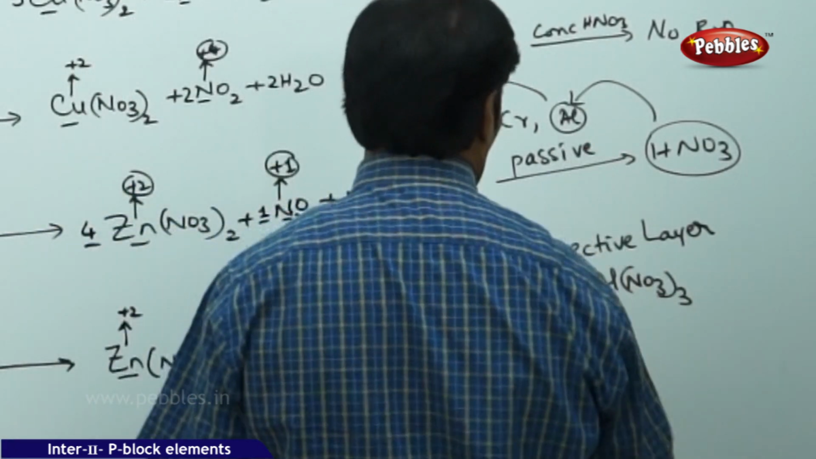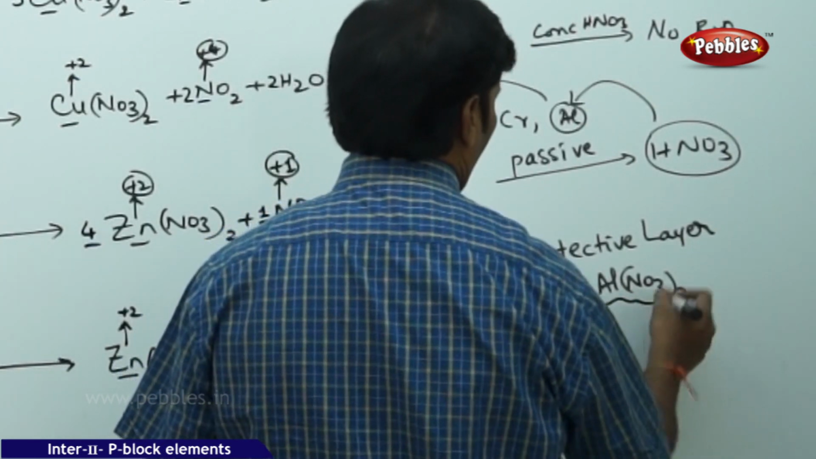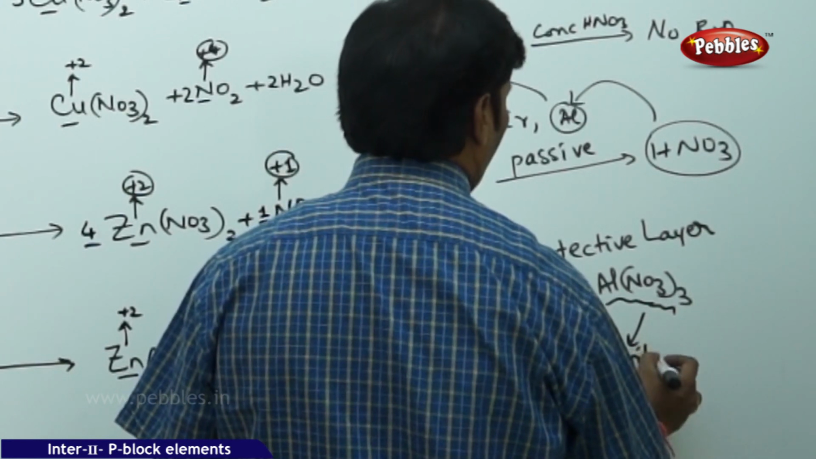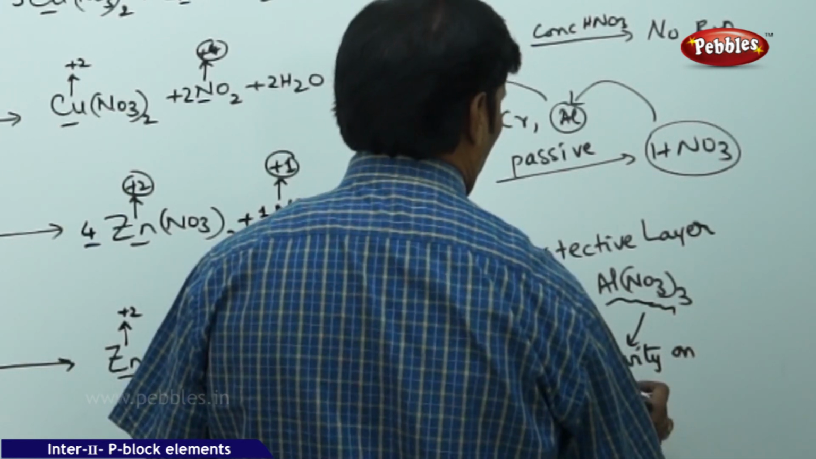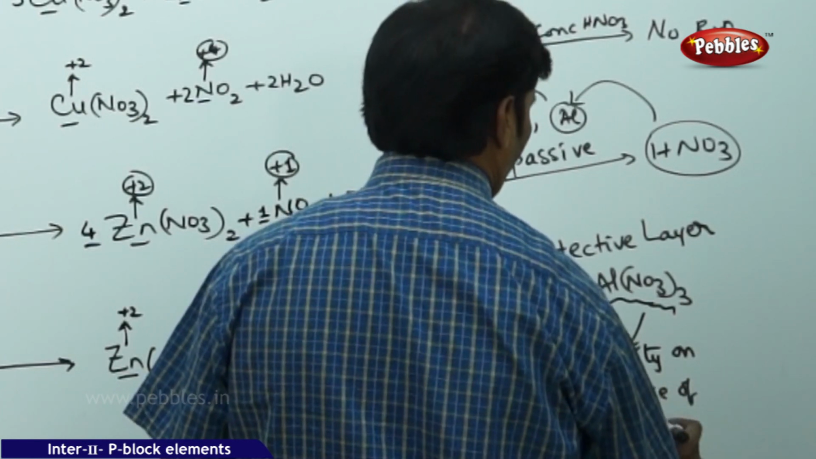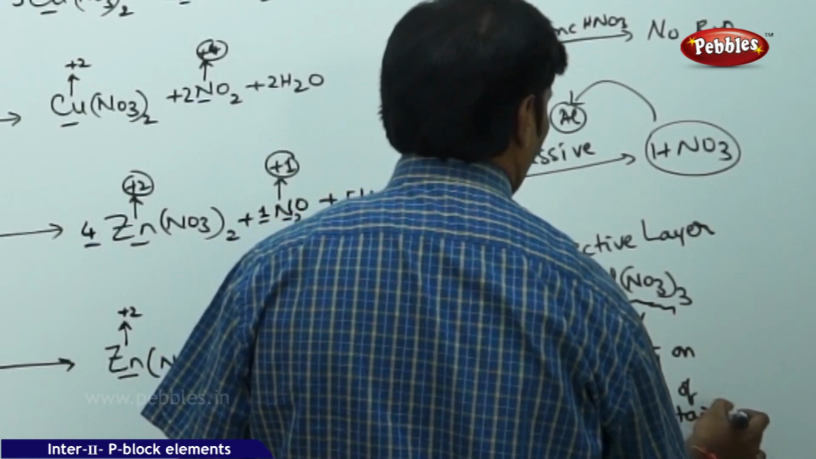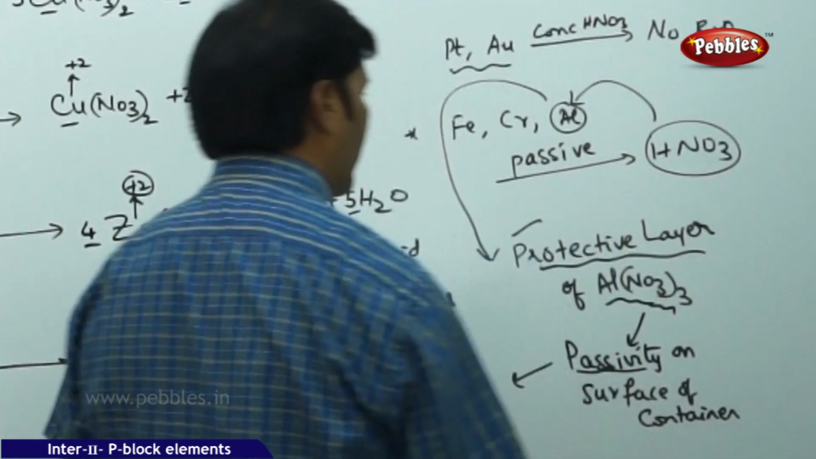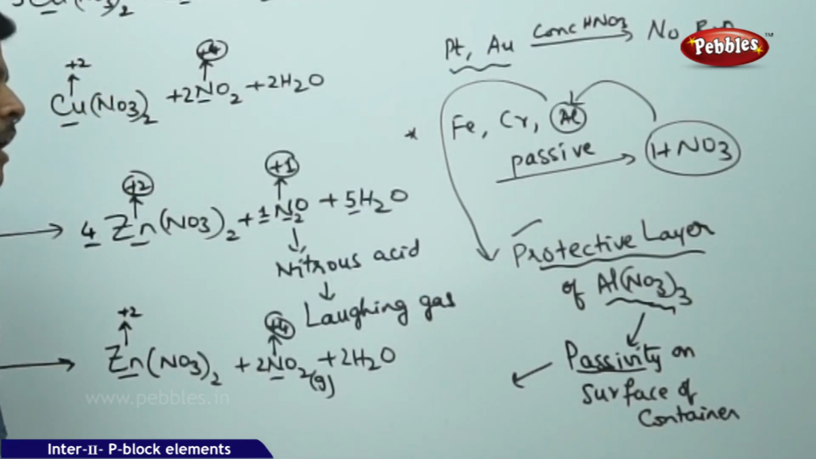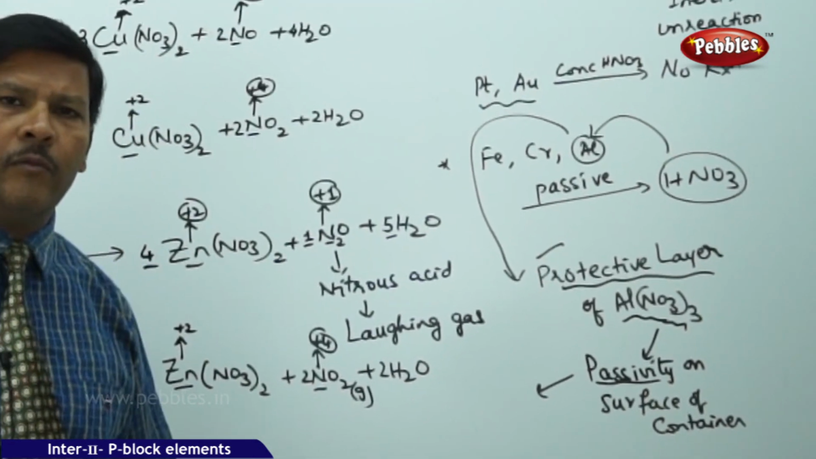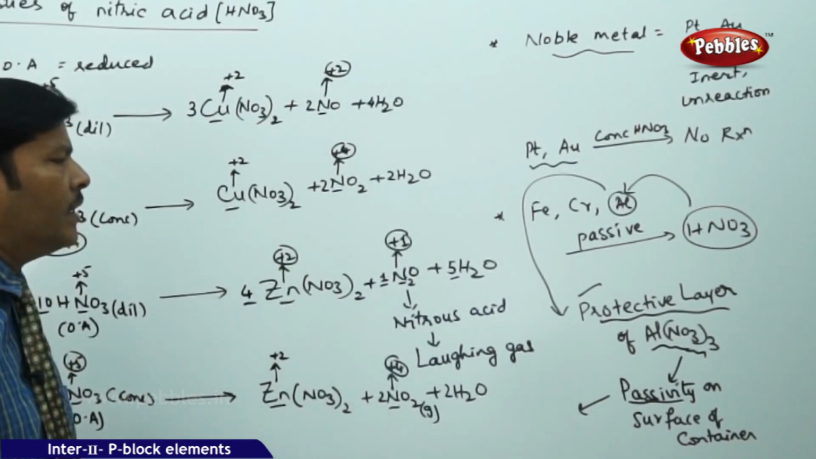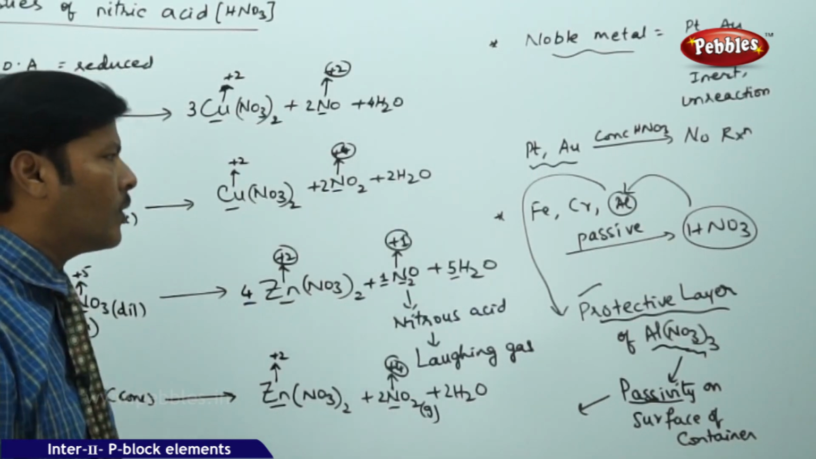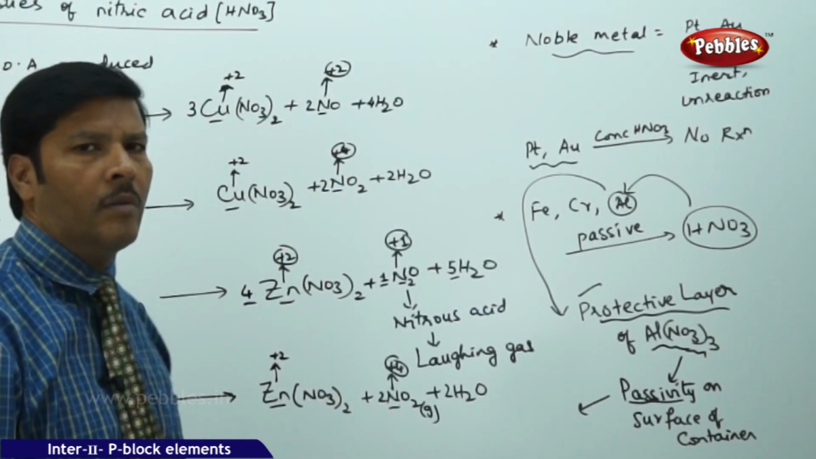In fact, once the aluminium nitrate is formed, it becomes a passive layer. This is called passivity on the surface of the container. Passivity is nothing but the forming of a protective layer. That's why iron, chromium and aluminium, when they react with nitric acid, because of their passivity, it is not easy for the nitric acid to act on pure metals like iron, chromium and aluminium.